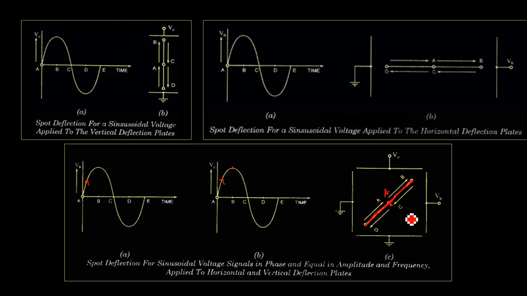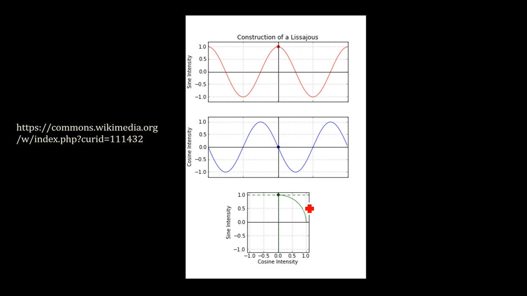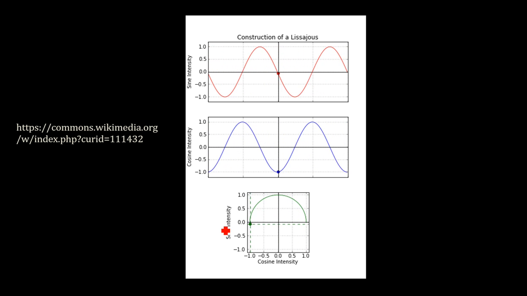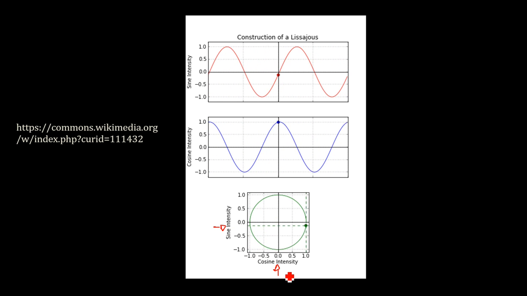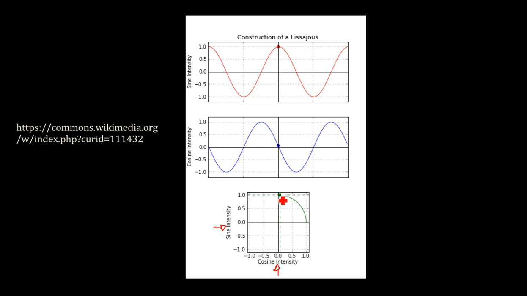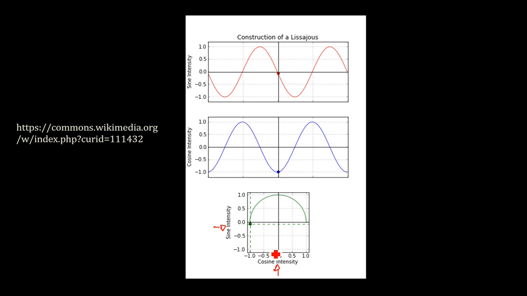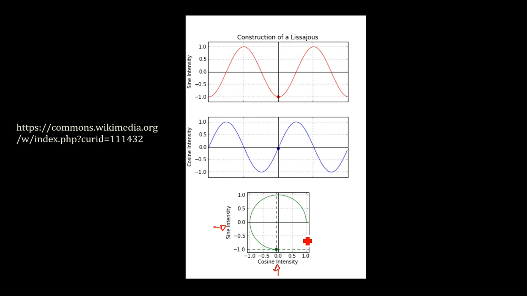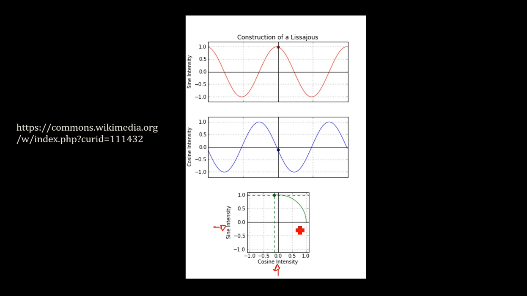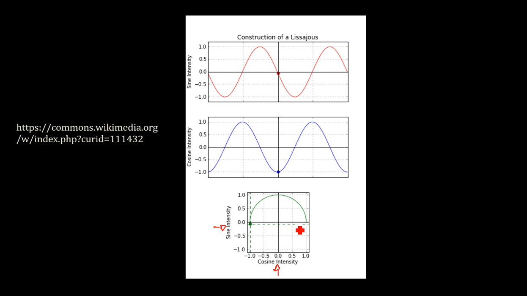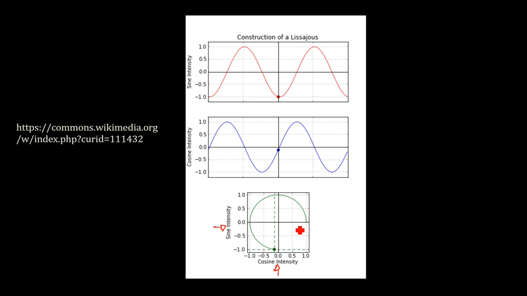Okay, so that's how you get a straight line, which is at an angle of 45 degrees with respect to the horizontal axis. Now if you apply a sine wave to the horizontal plates and a cos signal to the vertical plates, you have a phase difference of 90 degrees. So once you have a phase difference of 90 degrees, you will have a circle created on this CRO screen. Okay, so if you have no phase difference, you will have a straight line, and if you have a phase difference of 90 degrees, you will get a circle.